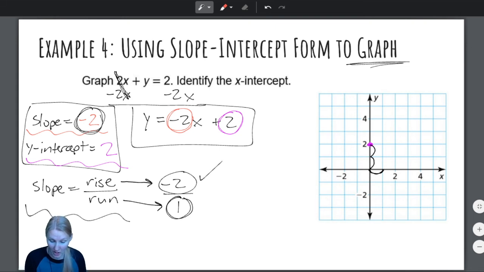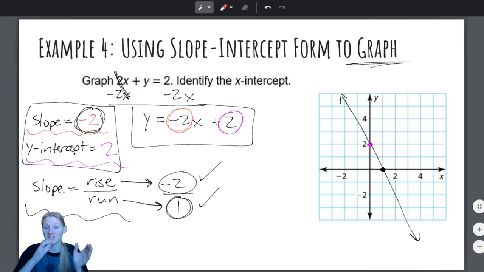And now I've done my rise. I went down 2. I went over 1. So now that's where I'm going to put my second point. And this is how I will connect the dots to make my line.